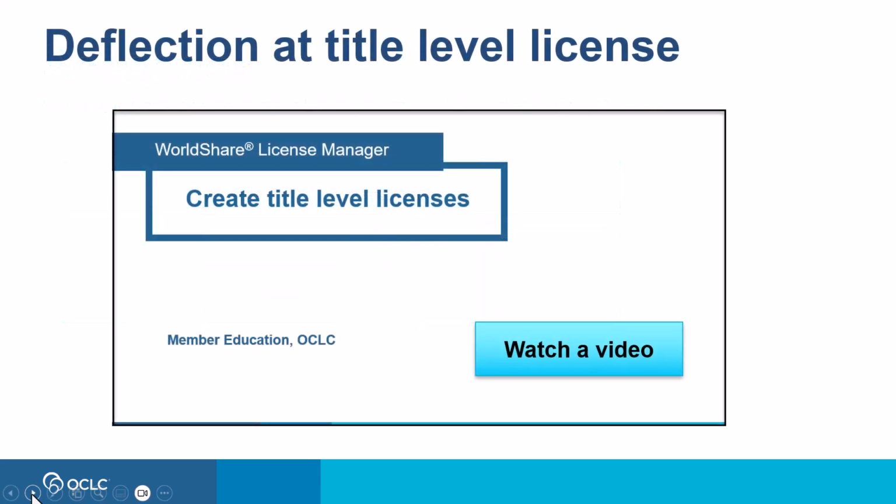Another option is if you have created a title-level license in License Manager. Title-level licenses are for single titles not part of a collection or titles within a collection with varying terms. Then you can set up deflection for that type of license as well. Watch the video on this video description to learn how to create title-level license.